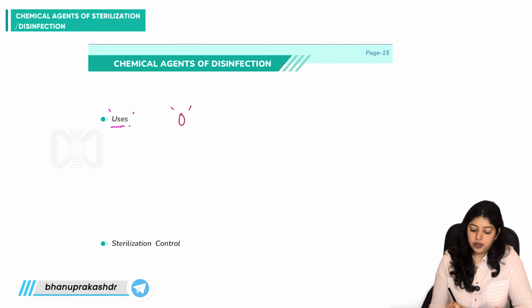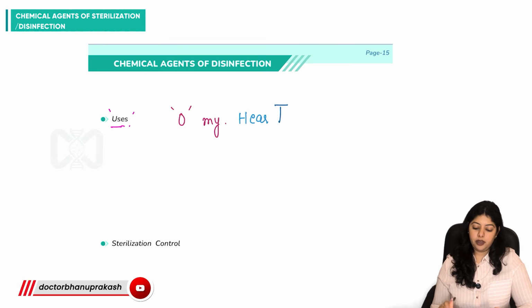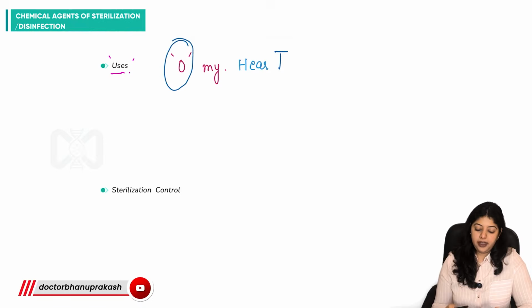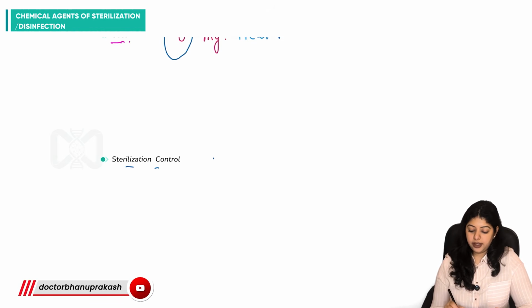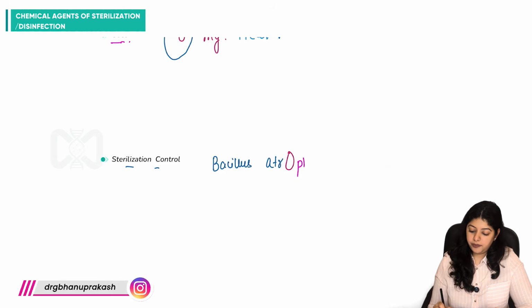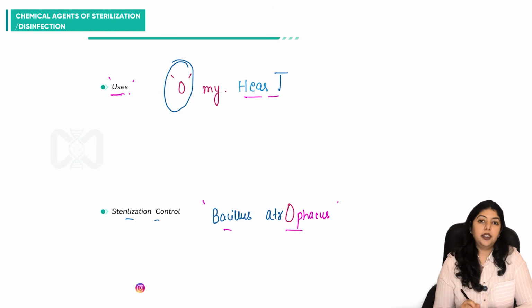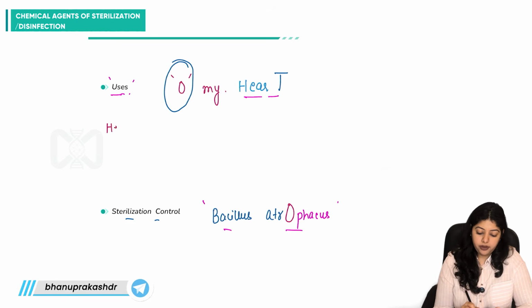Now, what are the important uses of ETO? Let's remember this mnemonic, Oh my heart. With O, let's remember the sterilization control, that is Bacillus atrophaeus. And for the uses, the first and most common one-liner from ETO is the sterilization of the heart-lung machine.